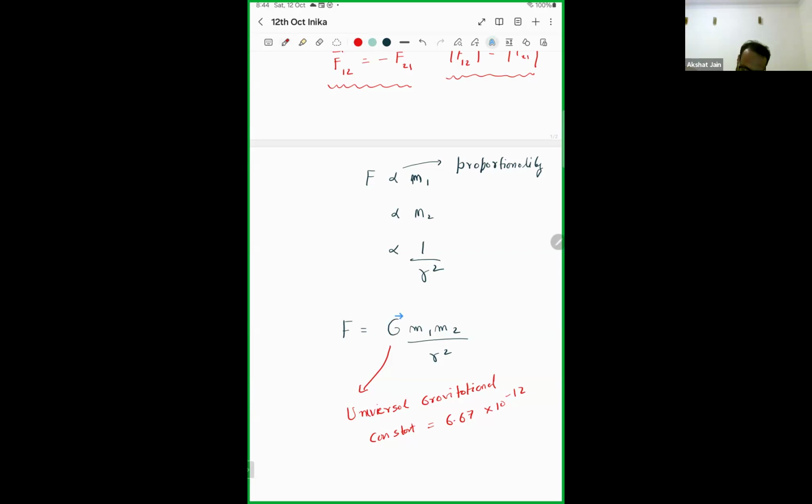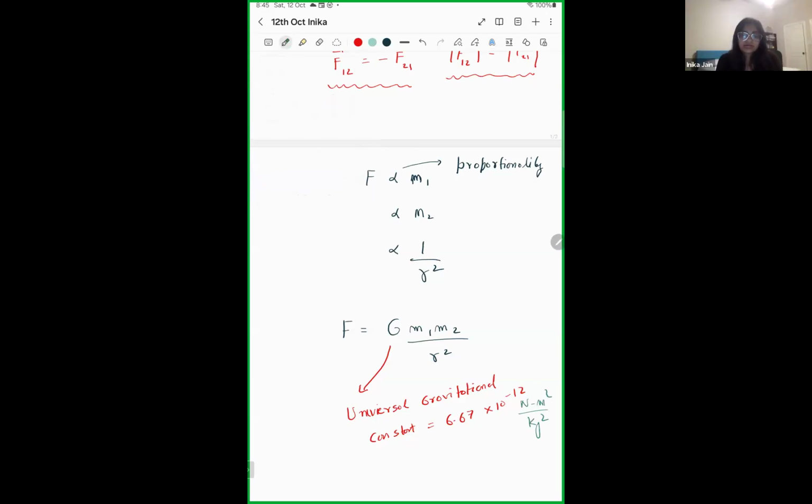This is G, okay? Force has a unit of Newton. You know that? Distance has a unit of meters. So this meter goes over here. This becomes Newton meter square. And these two have a unit of kg. It comes down. Isn't it? So what should the unit come out to be? Newton meter square per kg square.